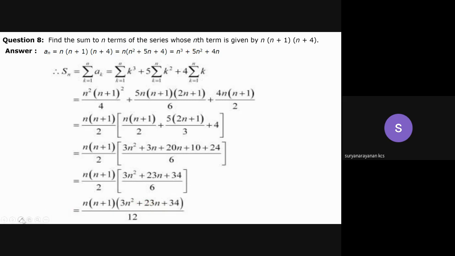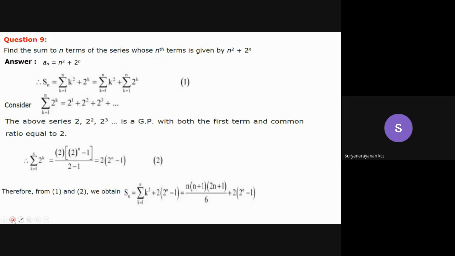Okay, my children. Right. Now, come to the next question, question number 9. Same procedure, my children, nothing else, nothing special. Series may vary from question to question. Questions may be different, but procedure is same. Please remember the procedure. Remember the steps what we are following here. Okay. So come to the question number 9.